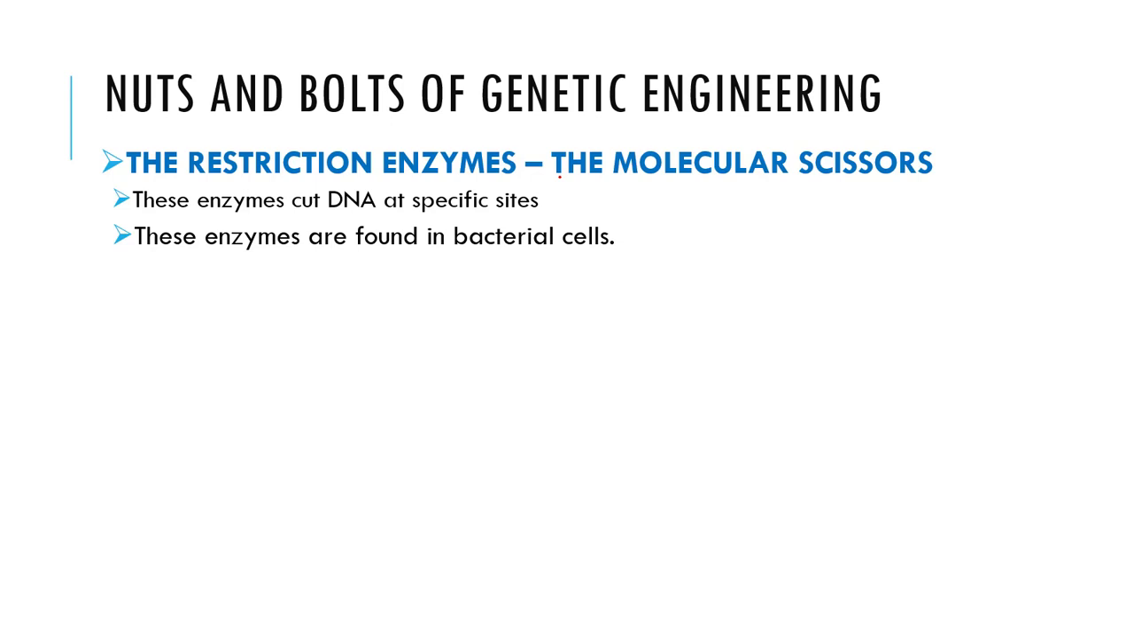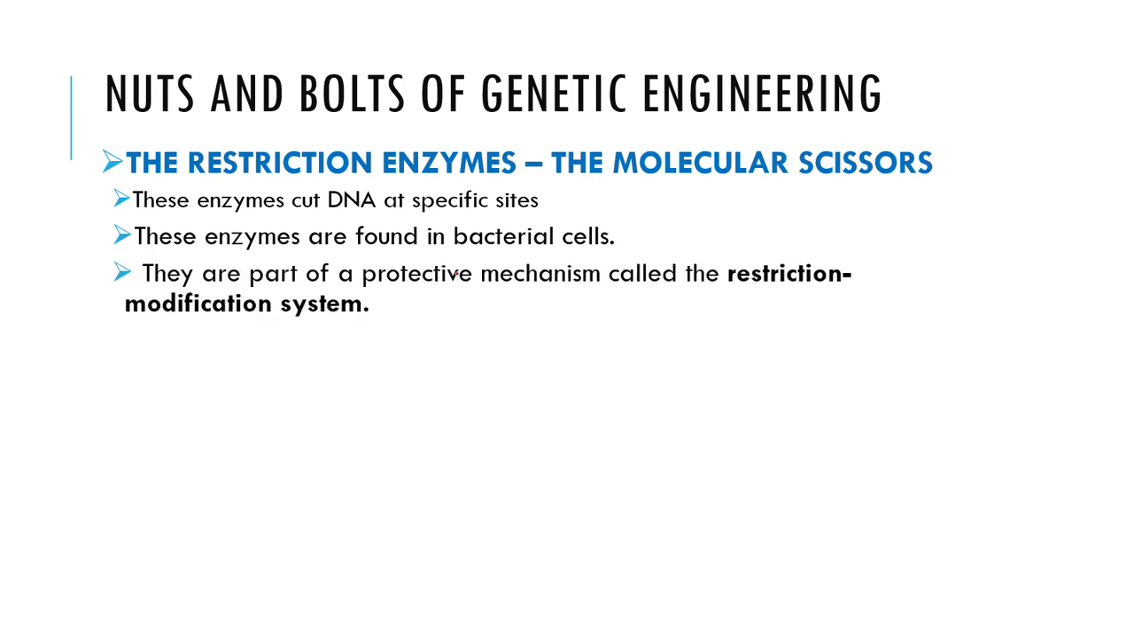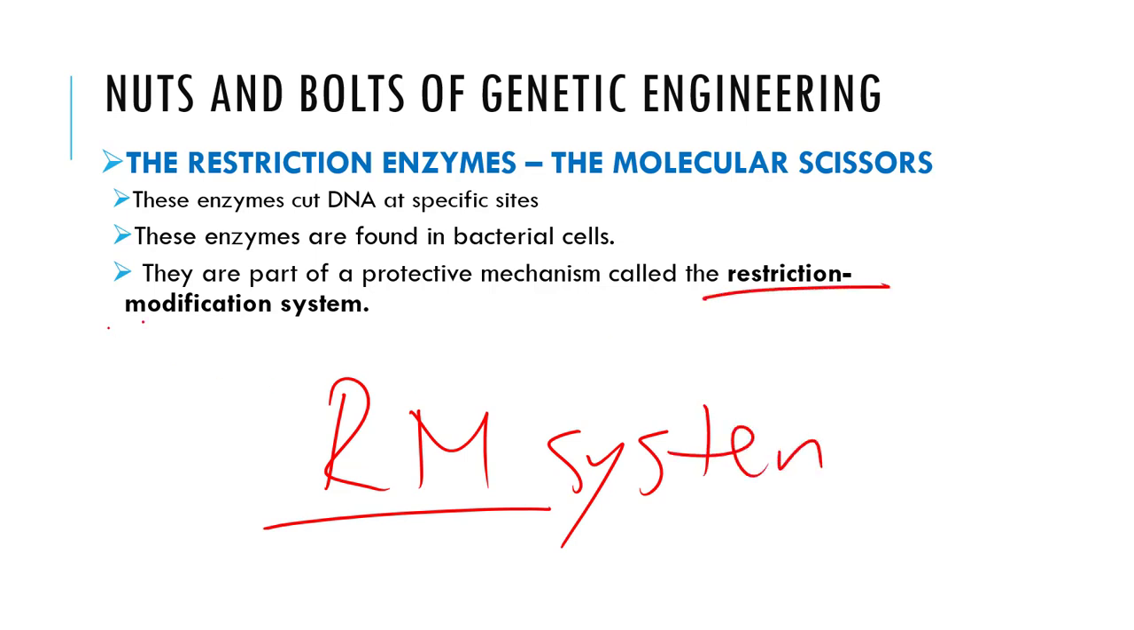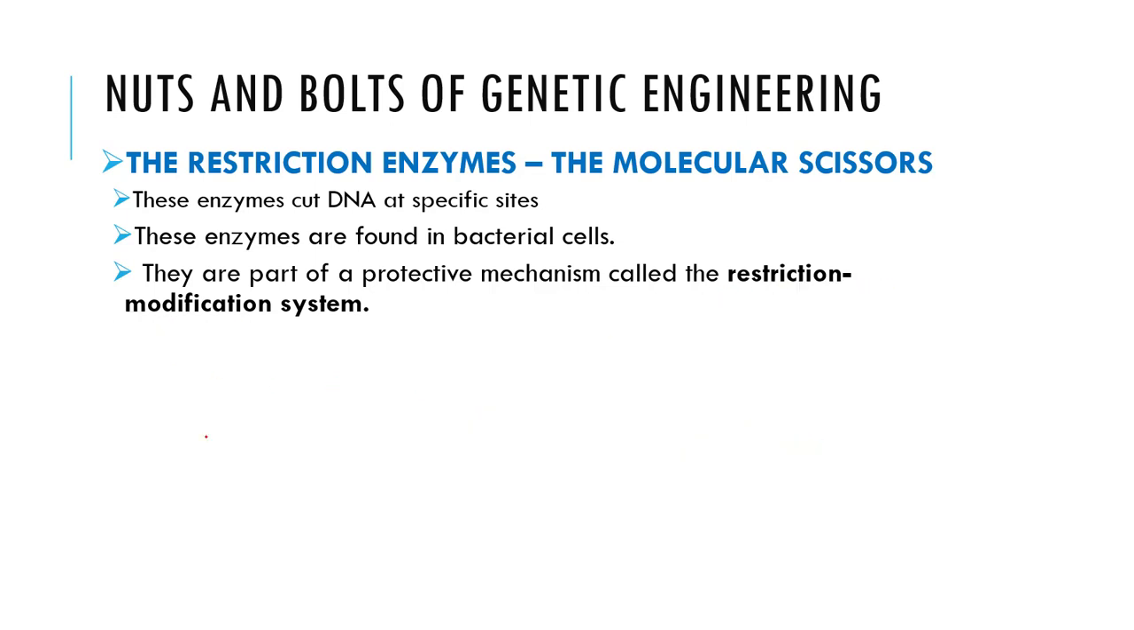Now, where did these enzymes come from? These enzymes are actually found in bacterial cells like E. coli and other bacterial cells. And why are they found in bacterial systems? Because these enzymes are actually part of a very specific system in bacteria, the RM system, or restriction modification system, which is found in bacteria like E. coli and others.